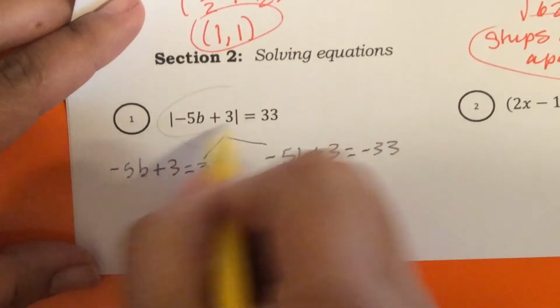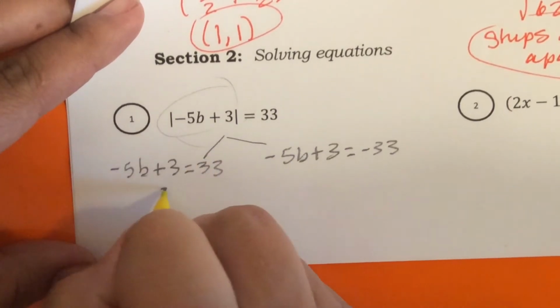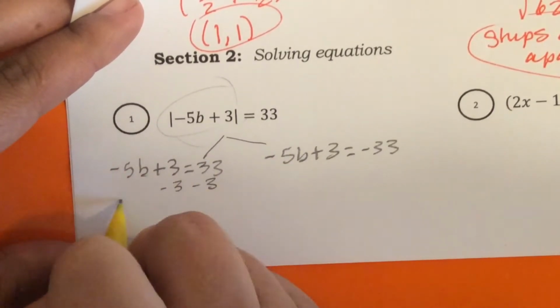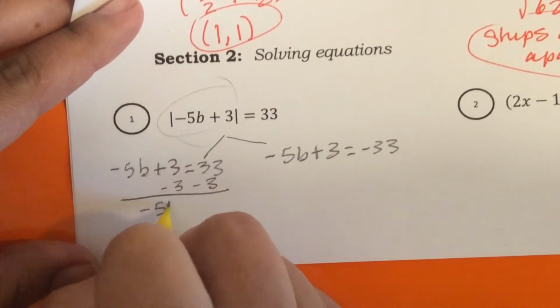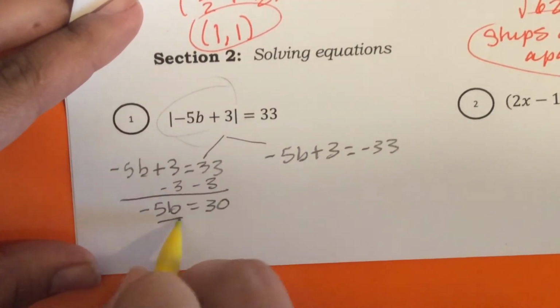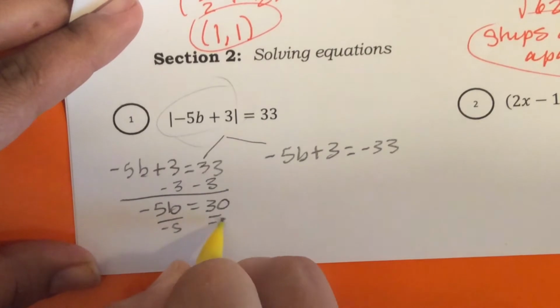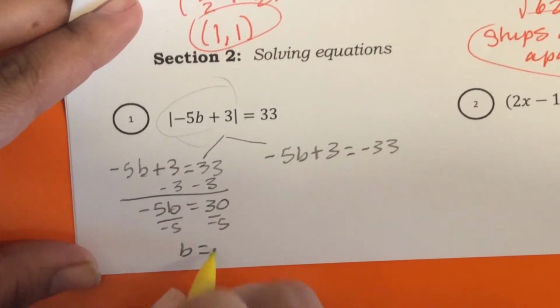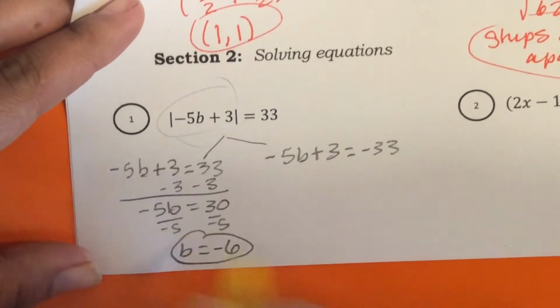There's two answers when you have an absolute value equation. You subtract the 3, so that's going to be negative 5b, and that's 30. Now we're just going to divide by negative 5 on both sides. So b is equal to negative 6.